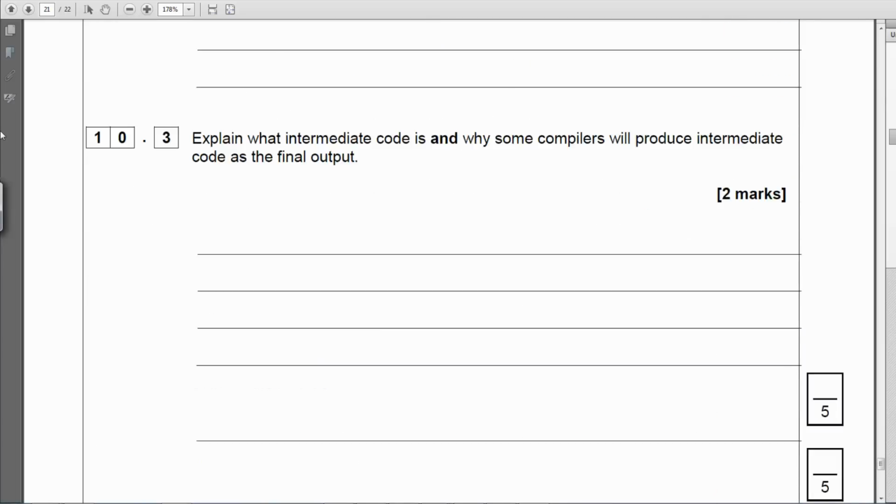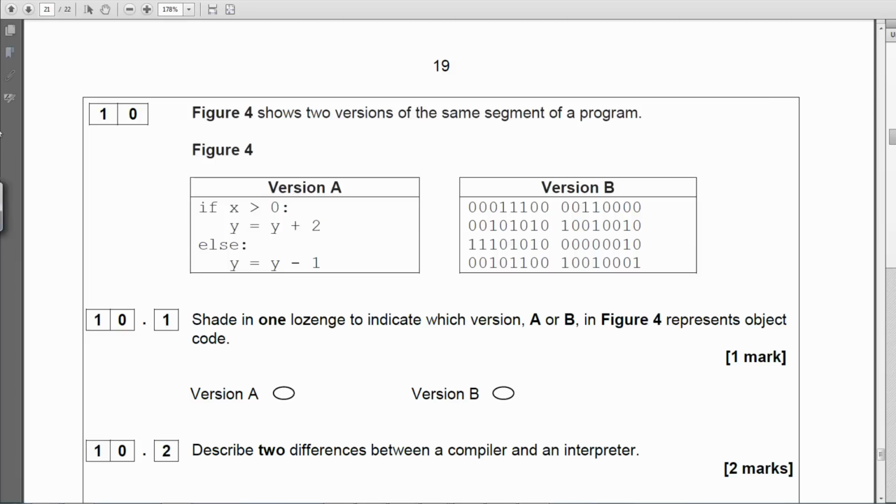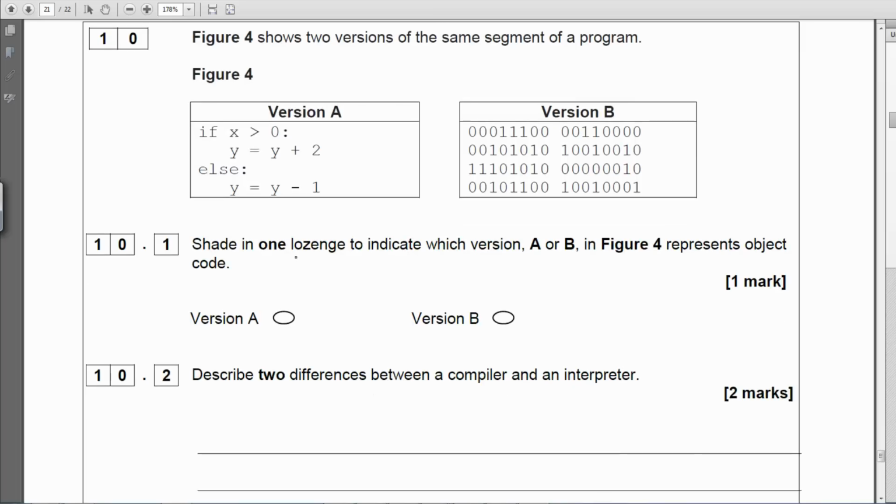Okay, final question, I think. Yes, it is. Okay, final question. We've shown two versions of the same program, one in a high level language and one in machine code or just binary. So the question is to shade in one lozenge to indicate which version, A or B, represents object code.